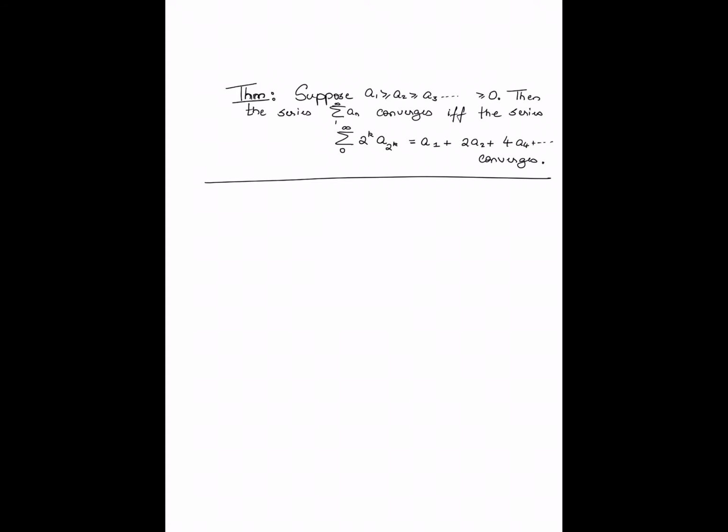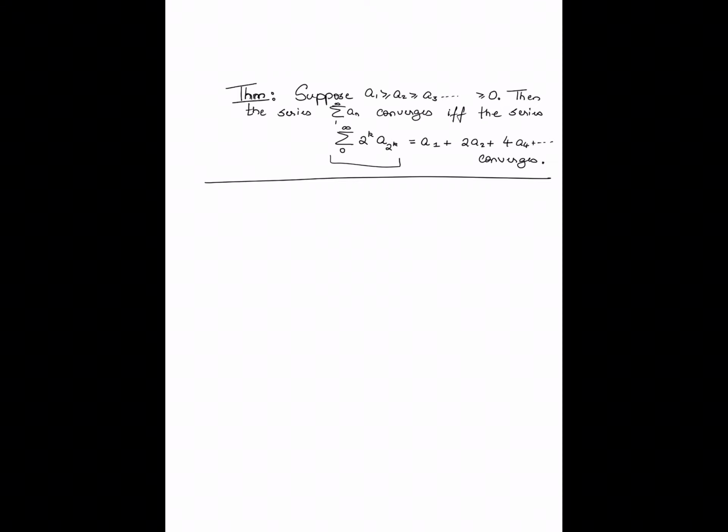So a1 greater than or equal to a2 greater than or equal to a3 and so on, which means that ak is always greater than or equal to ak plus 1 for all k, right? And they are all non-negative. So the summands are, once again, non-negative and monotone decreasing. In this special case, the series summation an converges if and only if another series converges. And what is that series? That is this one, summation 2 raised to k a 2 raised to k.